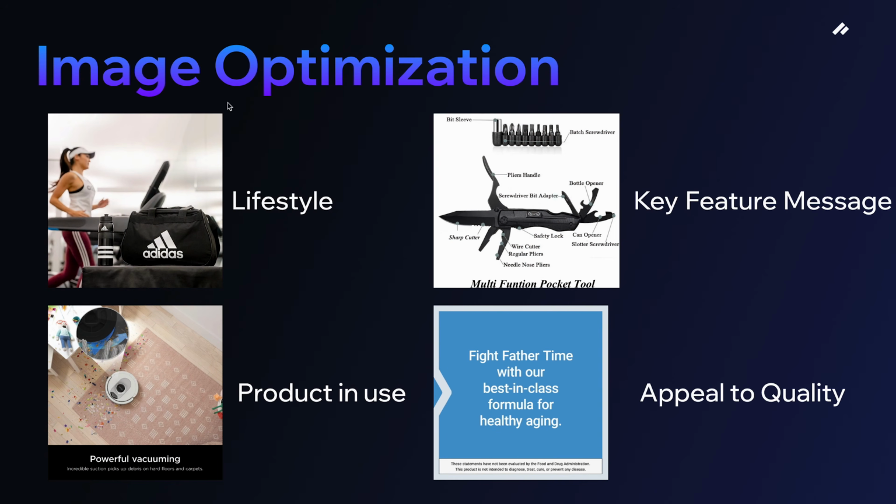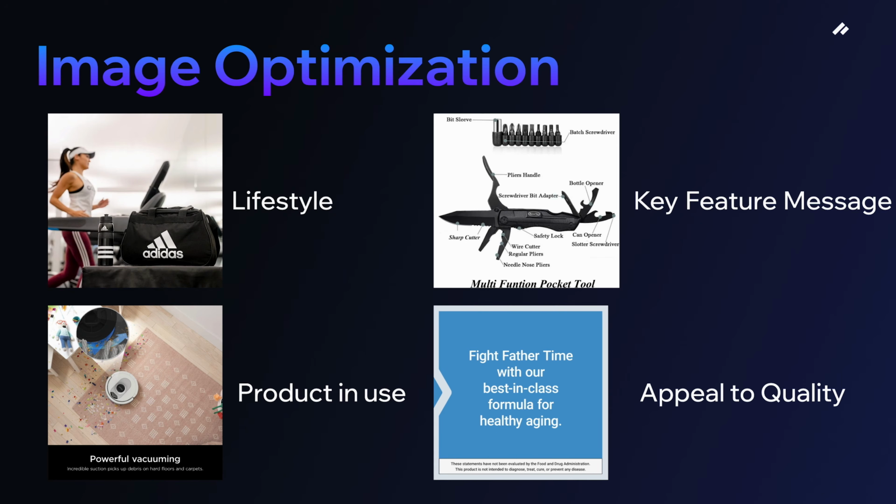Here we show 4 different images across 4 different categories. In the gym bag, we see lifestyle, and over here for a multi-tool, we see a key feature message where we're actually pointing out each of the different features that the multi-tool has. And in the bottom left, we see product in use, where for the robot vacuum category, we're showing how the product functions. And the bottom right, for the NAD supplement category, we're showing an appeal to quality.